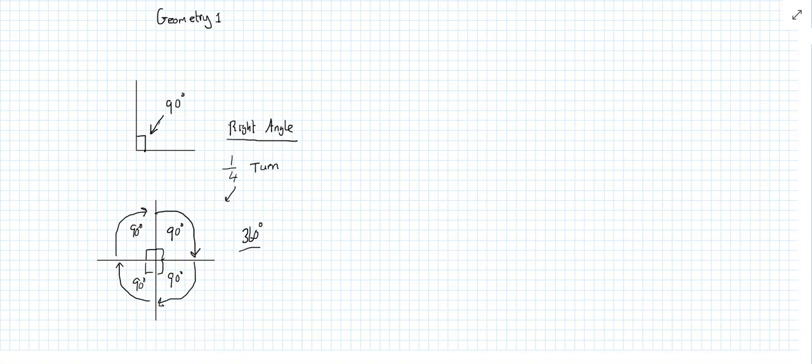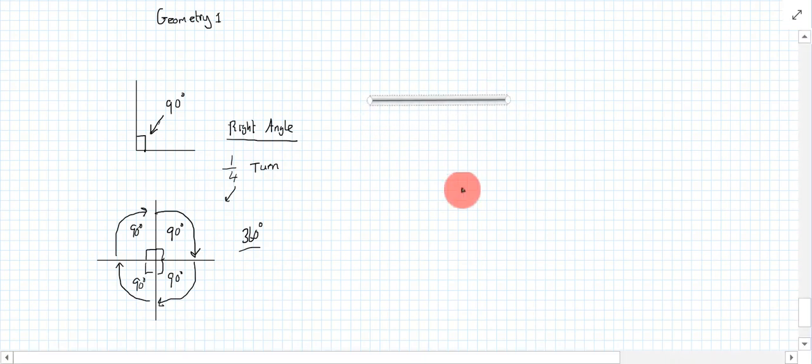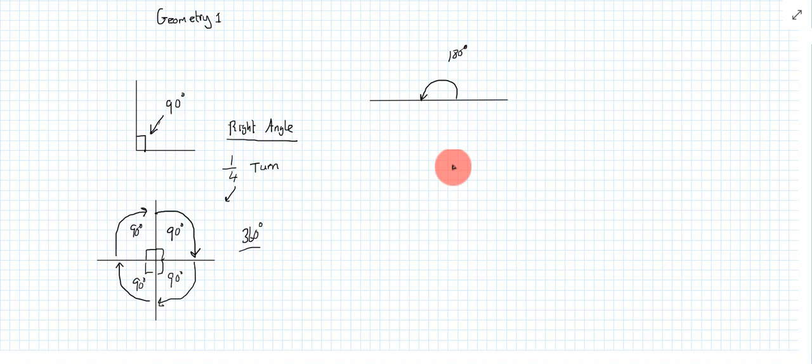Now, where we have two lines, for example, if I have a line like so, this line here, you can look at it as an angle. It's 180 degrees. So imagine it's like two of these bits here. So it's 90 and 90. So it's 180 degrees. And this is what's known as a straight line, a straight line angle.